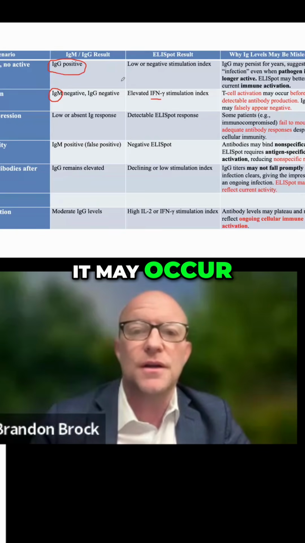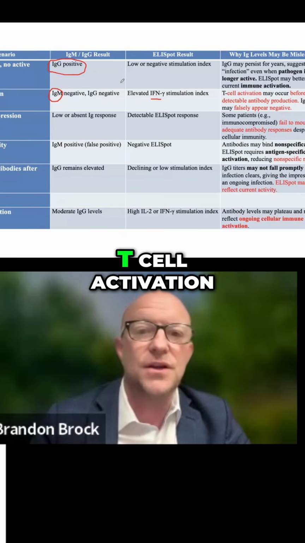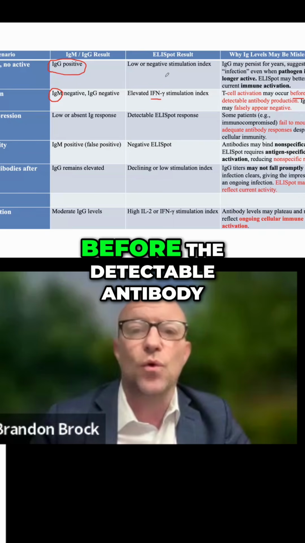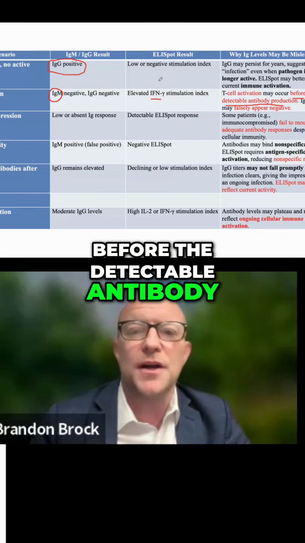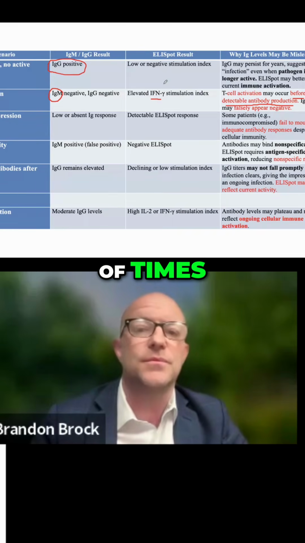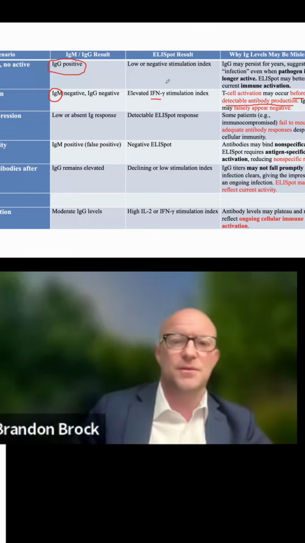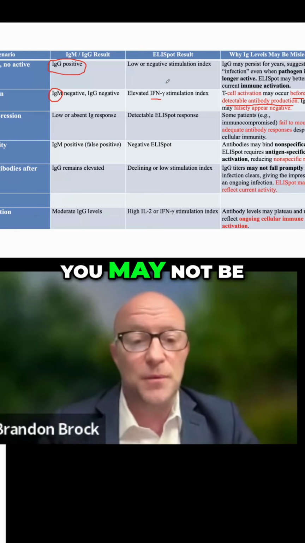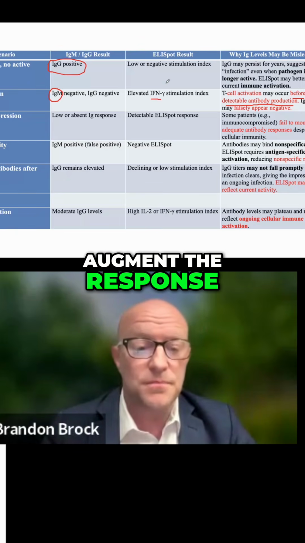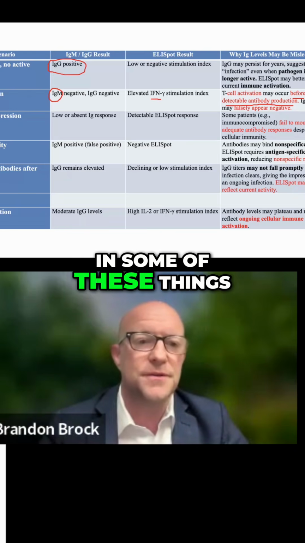But then if you look at that interferon gamma, and there's T cell activation of this, it may occur, and this is what's interesting: you may have the interferon response and the T cell activation before the detectable antibody production actually happens. IgG testing a lot of times, or Ig testing in general, whether it be G or M, sometimes you may not be able to amplify or augment the response. So the T cell response will tell you a little bit earlier in some of these things.